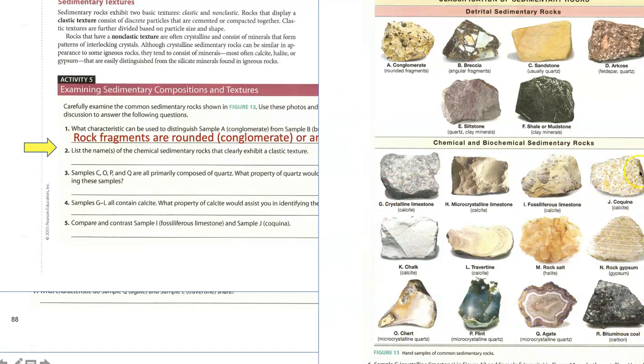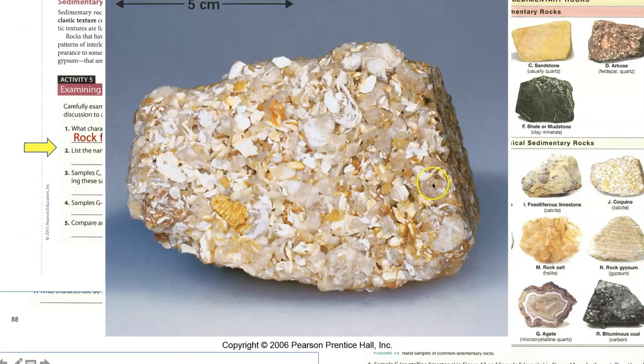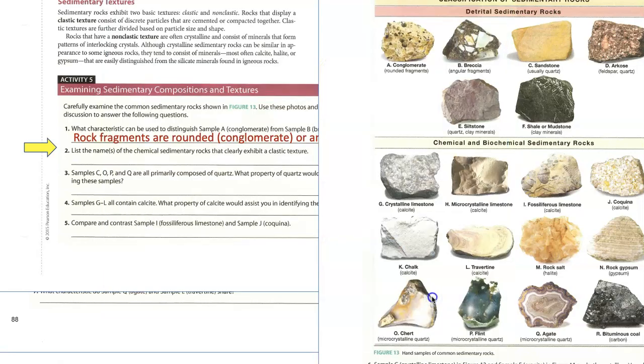Well, in fact, this one right here called a coquina, here's a close-up, is made of little bits of shell. You can barely even see any cement. It's just pretty much 100% shells. And so even though this is a chemical sedimentary rock, it's actually biochemical because shells come from organisms. It is also clastic in its texture because it's made of little bits and pieces of other things. So coquina is the answer for number 2.